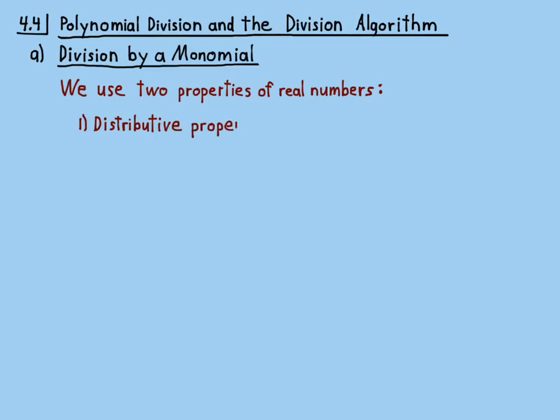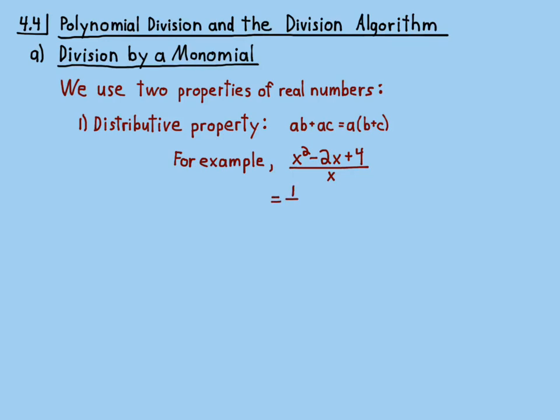First is the distributive property, which is actually applied to the reciprocal of the denominator. So it would be applied to 1 over x here, and you just distribute that. So basically what it amounts to, if you look at it carefully, is if you go from here down to here, you're just dividing each term by x.